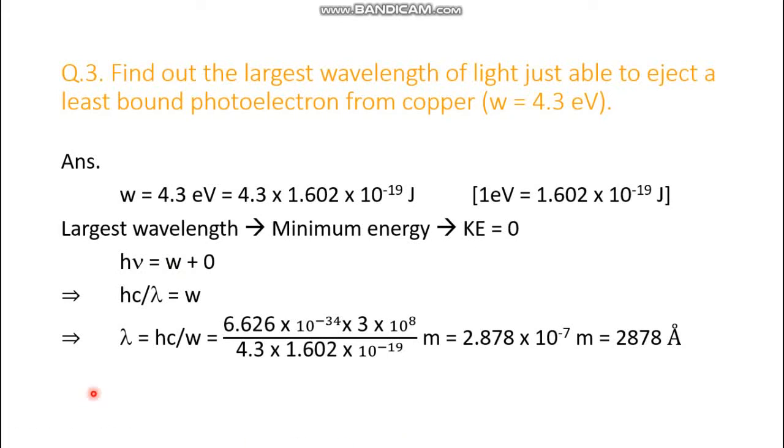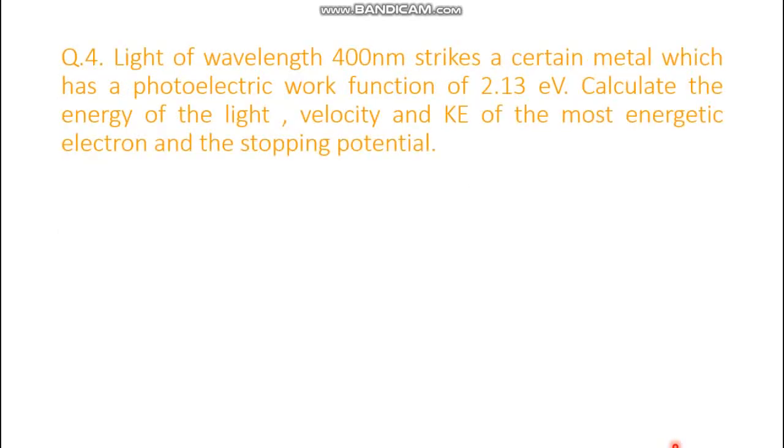So by rearranging we can write lambda equals hc by W, and putting the values we get 2.878 into 10 to the power minus 7 meter, that means 2878 angstrom. So this is the wavelength, largest wavelength.